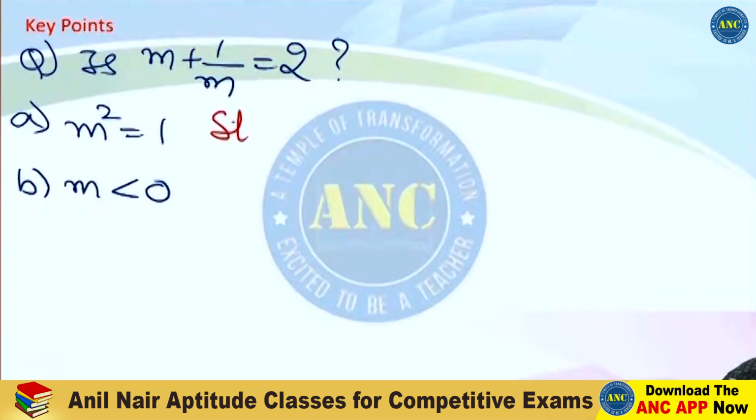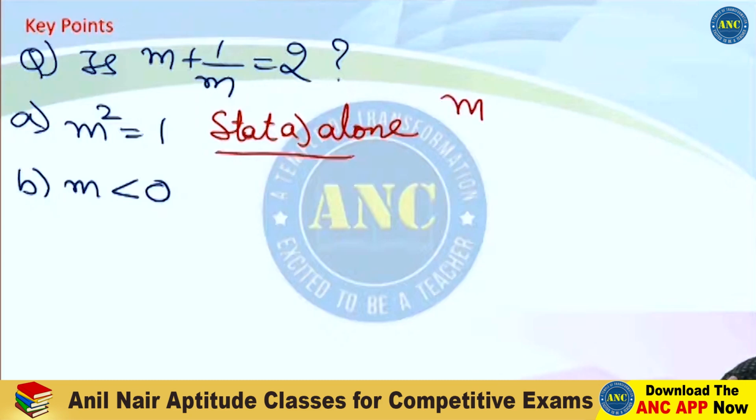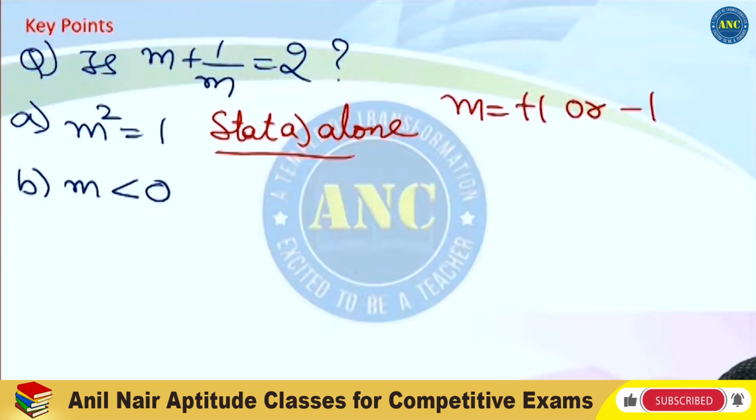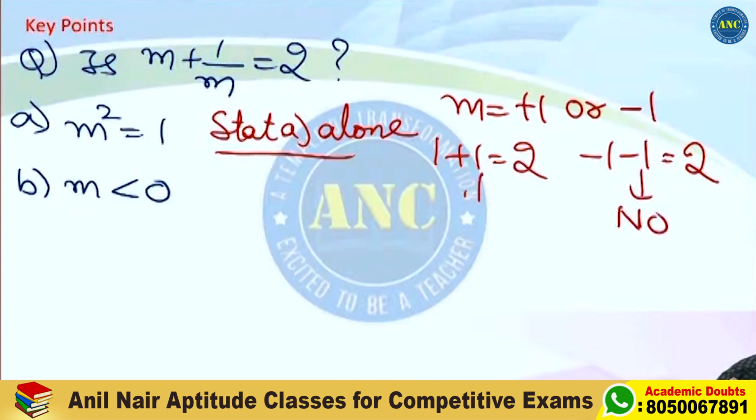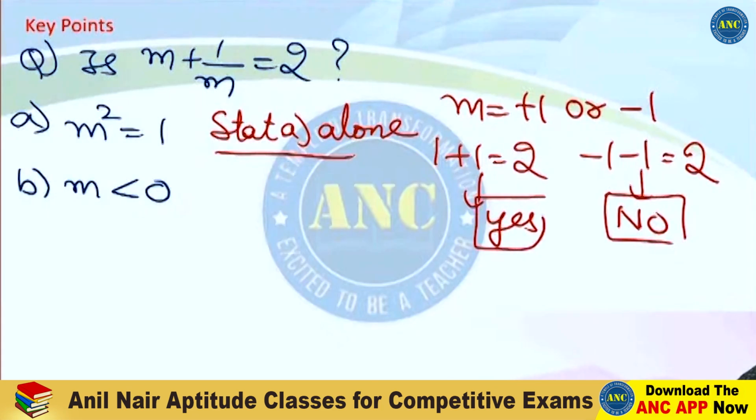Suppose I take statement A alone. m square is equivalent to 1, so m is plus 1 or minus 1. First option: 1 plus 1 is equivalent to 2. Yes. Second option: minus 1 plus 1 by minus 1 is minus 2, which is not equivalent to 2. No. It is not a definite answer. I am unable to determine.